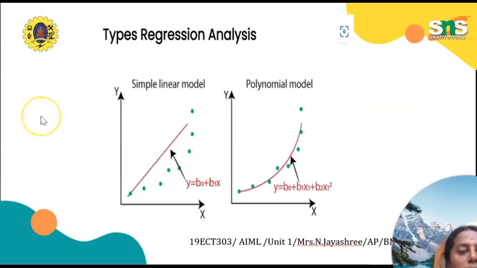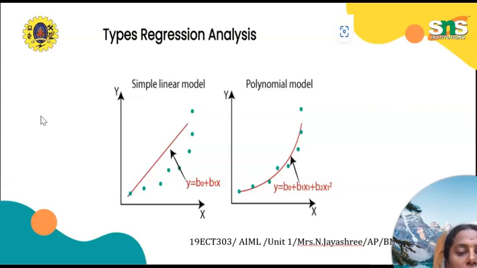So the next one is the linear and polynomial graphical model. In the simple linear model, the expression is y equals b0 plus b1 times x. That is the simple linear model. From 0 to the peak value, it originates as a straight line, and these linear values indicate that y equals b0 plus b1 x. There is no power of x. That is linear regression.